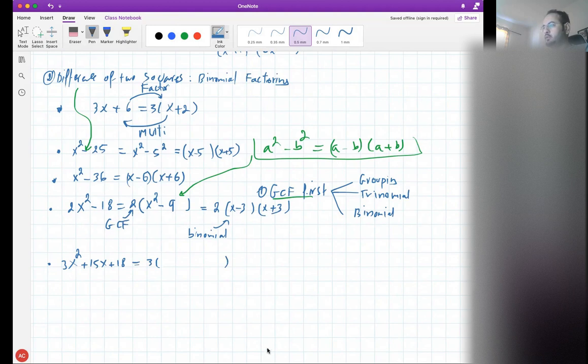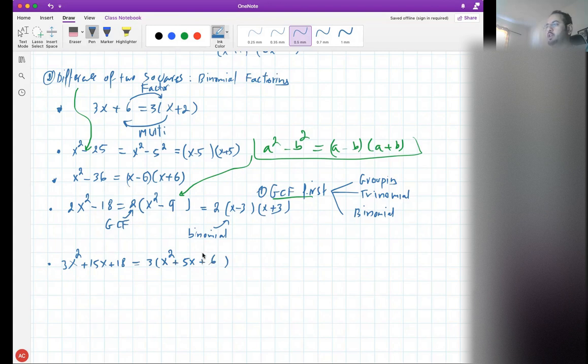Okay, so 3 is common. Let's divide all of these by 3. What do we get inside the parentheses? If we divide this by 3, it would be x squared plus 5x plus 6. That's right.